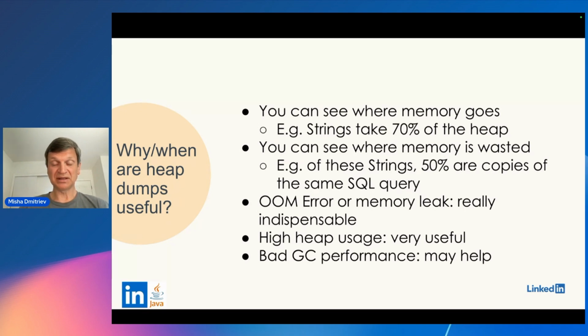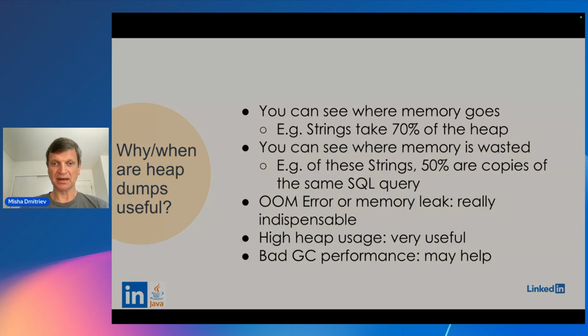And even in the situation when it's not obvious, or clearly the heap size is big enough, but the application has problems with GC performance, even in these situations, heap dumps may help. By telling you, for example, what objects contribute most to the garbage, you can make some interesting conclusions.